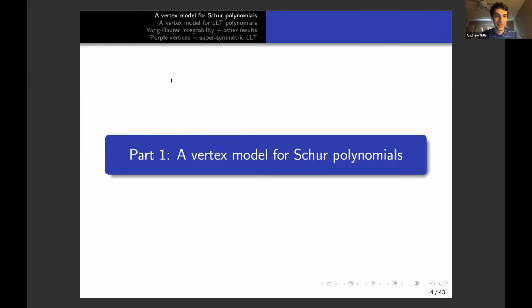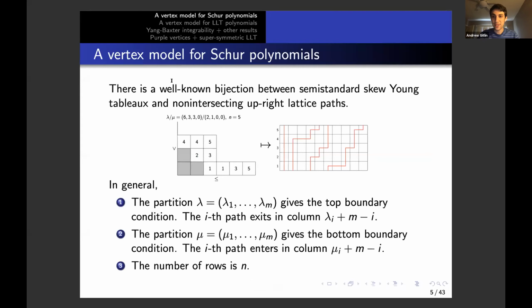So first we're going to go over a vertex model for Schur polynomials. There's a pretty famous bijection between semi-standard skew Young tableaux and non-intersecting upright lattice paths. The idea is that every row gives you a path in the lattice. For example, if I look at the bottom row here, that corresponds to the rightmost path in the lattice. So this one over here.